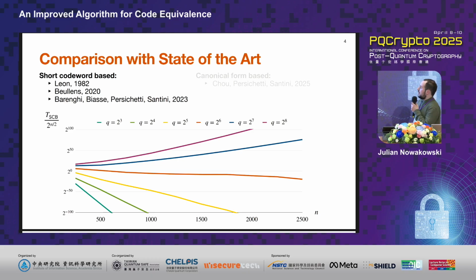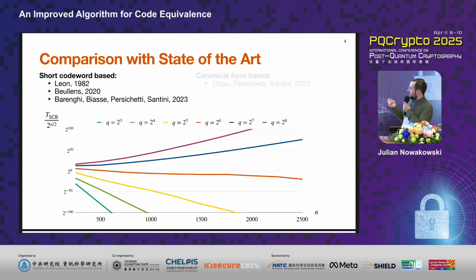As you can see, if we take rather small q's, like 2 to the 3, the graph decreases very sharply. So for q equal to 2 to the 3, the short code words-based algorithms are much faster than the new algorithm. However, if we keep increasing q, you see that these lines get less and less steep. And if we reach 2 to the 6, which is the orange line in the middle, then the line is basically flat. That shows for 2 to the 6, the runtime of these short code words-based algorithms is basically the same as the new algorithm.